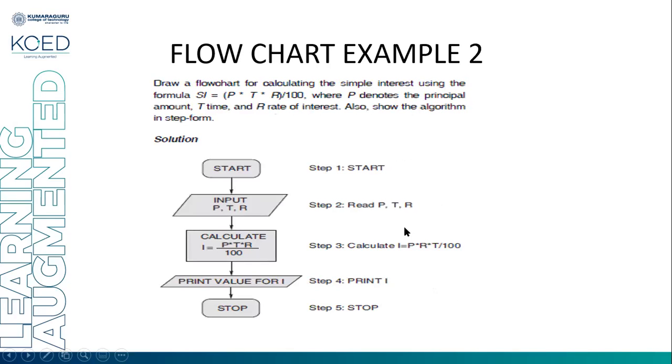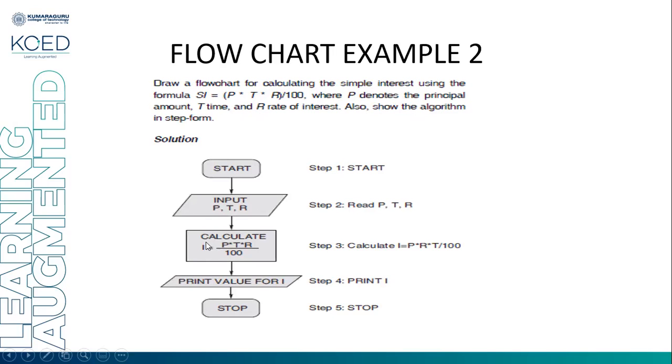The second example: draw a flowchart for calculating simple interest using the formula SI equal to P into T into R divided by 100. P denotes the principal amount, T stands for the time, and R stands for the rate of interest. Then the flowchart: start, and input the principal, time and rate of interest. For input we use the parallelogram.